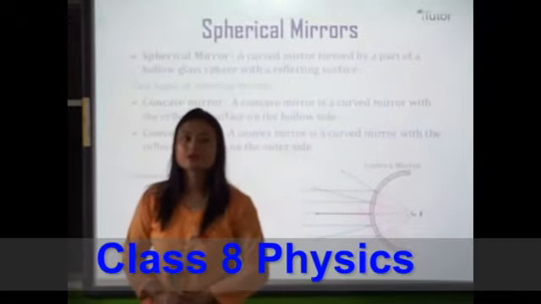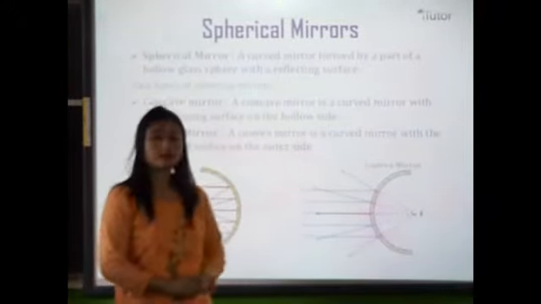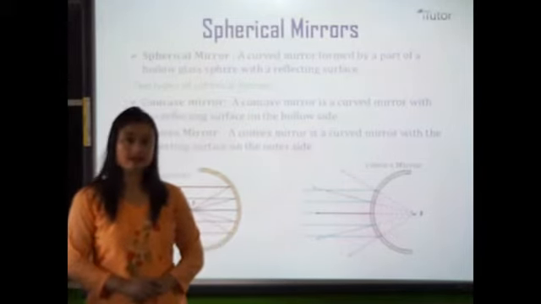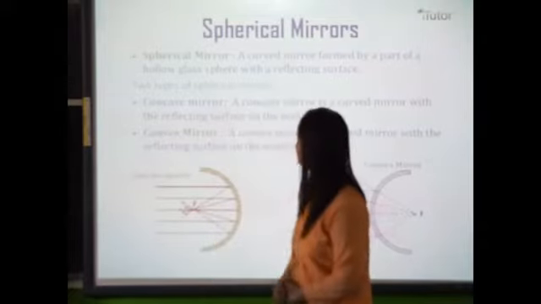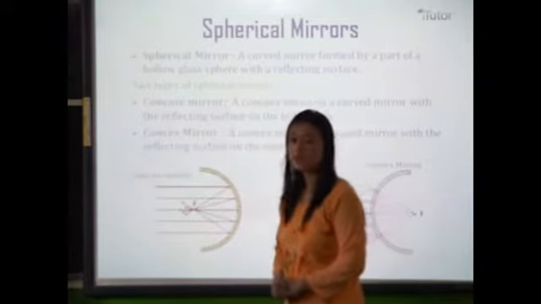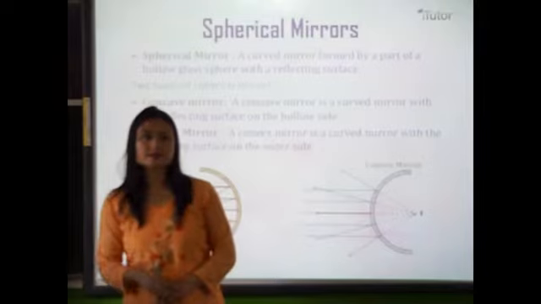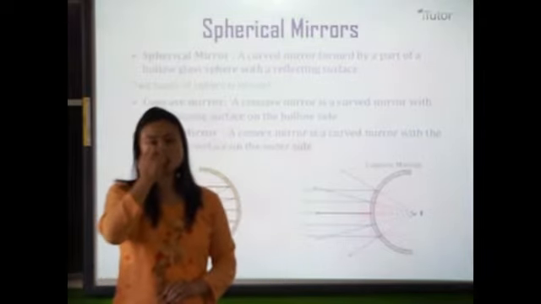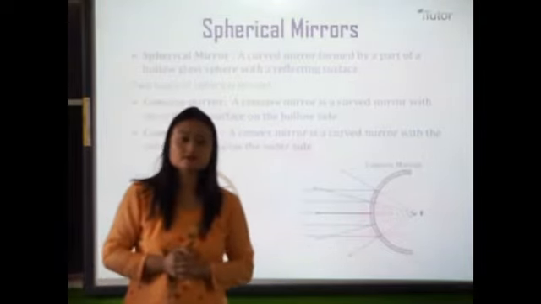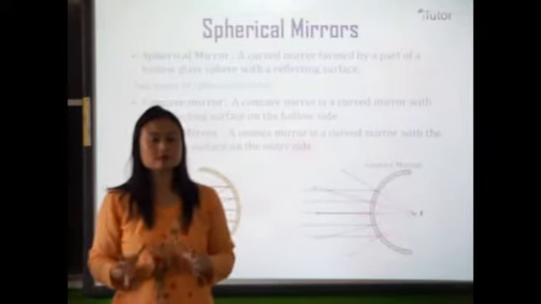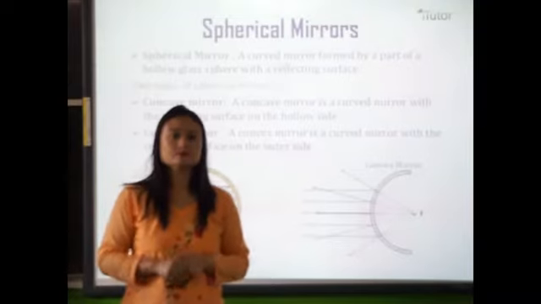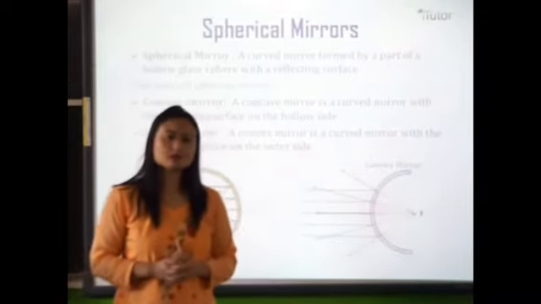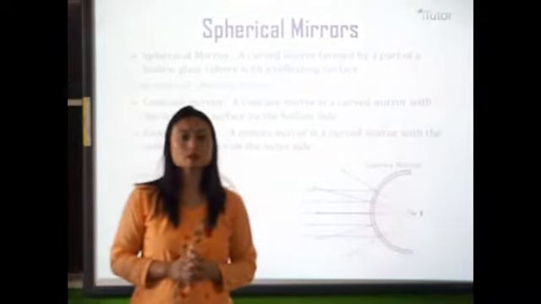Hello everyone. For class 8, we'll continue with the chapter light, and today we'll discuss spherical mirrors. In the previous classes we learned about how light is refracted in a prism, the dispersion of light, the formation of rainbow, spectrum. Today we'll discuss spherical mirrors.